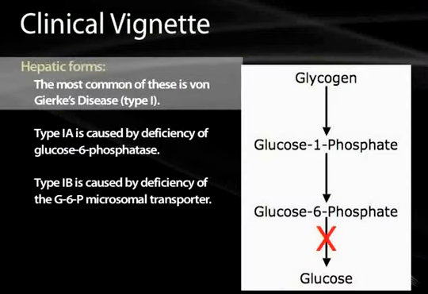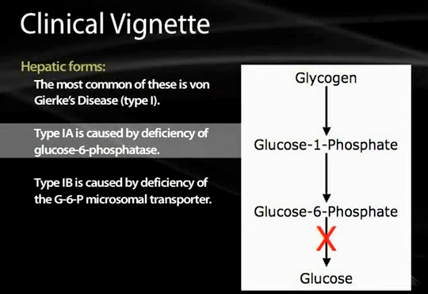The most common form of hepatic glycogen storage disease is what we call von Gierke's disease. This is type 1 glycogen storage disease. Type 1A von Gierke's disease is caused by a deficiency of glucose 6-phosphatase. So basically what happens in this disease is that the glucose 1-phosphate, which is produced from glycogen degradation, is converted to glucose 6-phosphate, but that glucose 6-phosphate cannot be converted back to glucose.